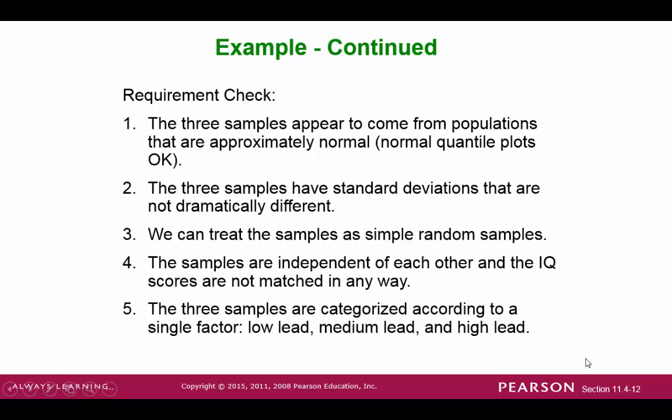A quick requirement check: the 3 samples come from populations that are approximately normal. The 3 samples have standard deviations that are not statistically different. We can treat the samples as simple random samples. Samples are independent from each other, and they are categorized into one single factor, and that is the amount of lead in their blood.